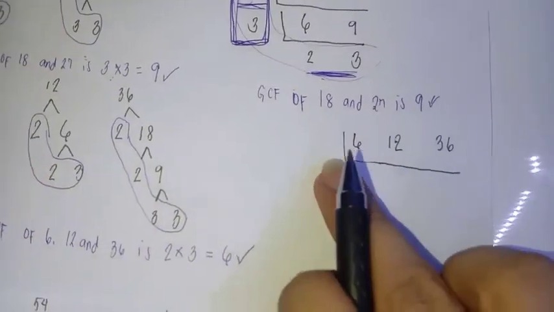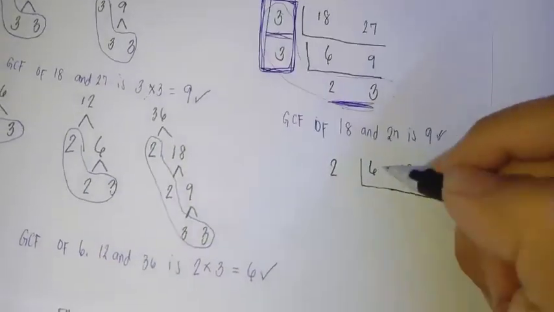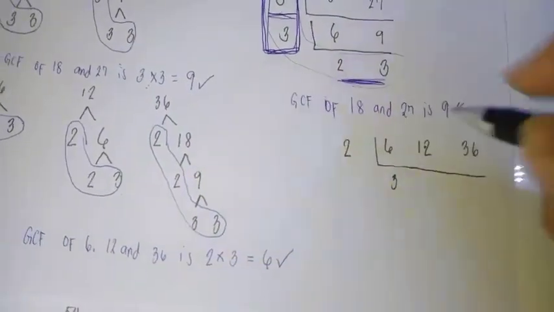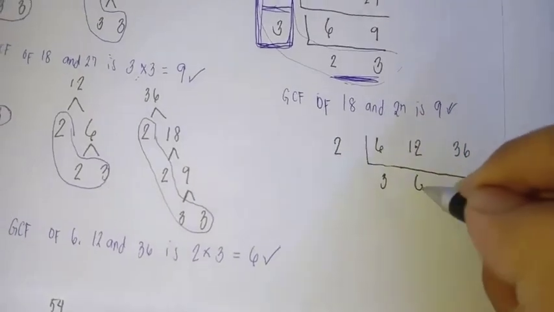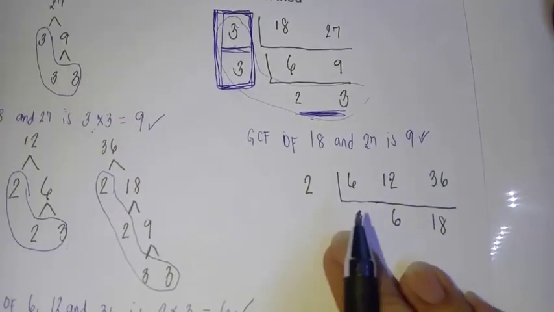So 2, since lahat ng number in the present are even numbers. So 2 yung pinakamaliit. 6 divided by 2 is 3. 12 divided by 2 is 6. 36 divided by 2 is 18. There. So, ito yung natitira natin: 3, 6, and 18.